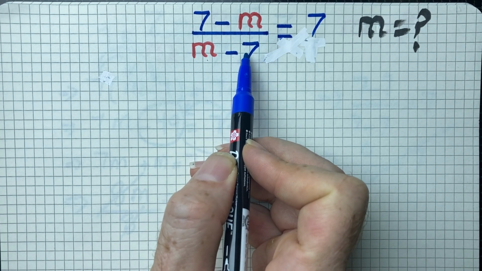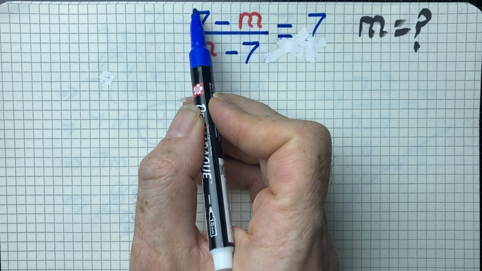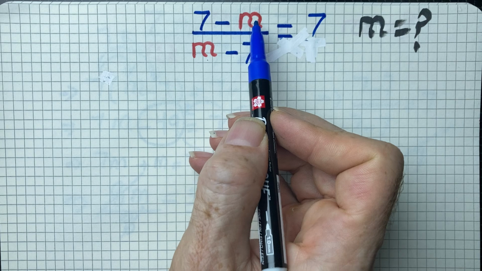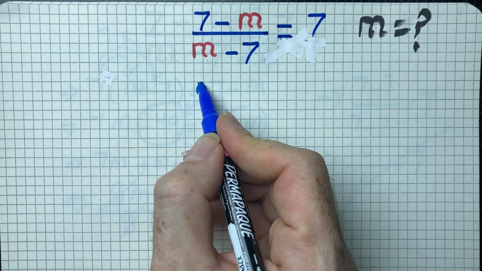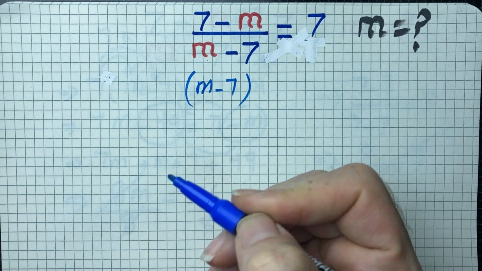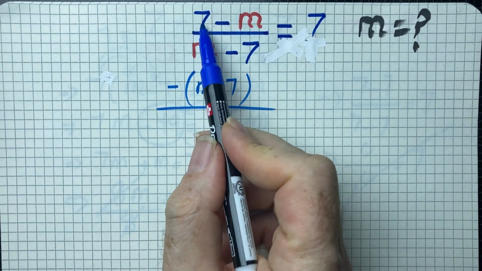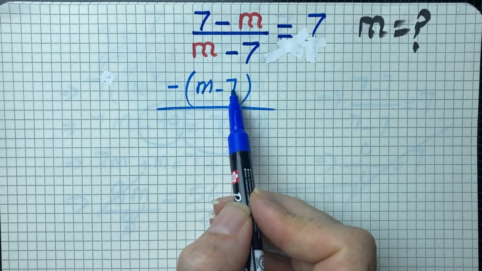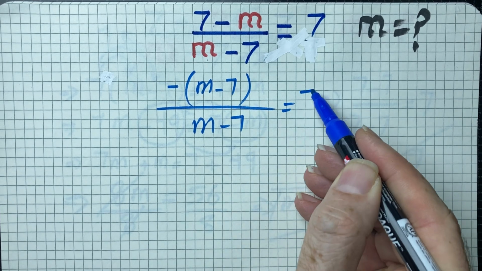Or in other words, in subtraction, if we multiply one expression by a negative number, we can change the order. This is 7 minus m. I rewrite it in the form of m minus 7, so I need to multiply this by a negative number. So 7 minus m is the same as negative (m minus 7). This is on top. On the bottom we have m minus 7, equals 7.